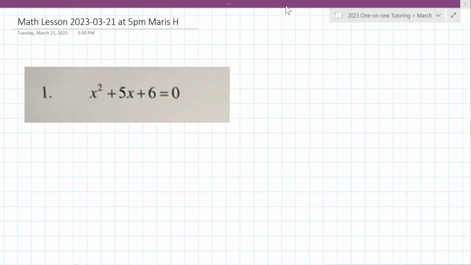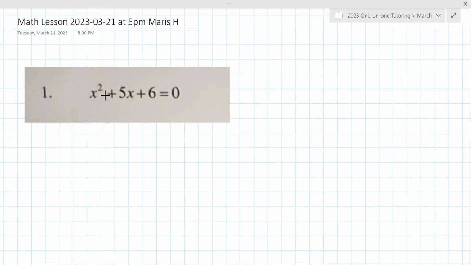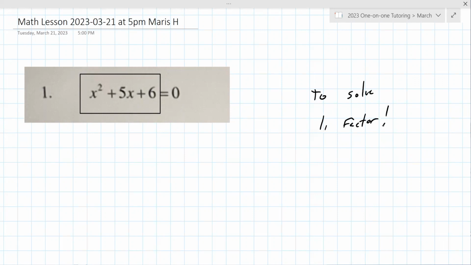Okay, so if you're seeing my screen, we have previously done a number of problems that are just what's inside the box there. Like you've seen problems where you have to factor what's inside the box. Does that look familiar to you? Okay, so the idea here is that to solve this equation, you are going to first factor, which is why you learned all those factoring techniques.